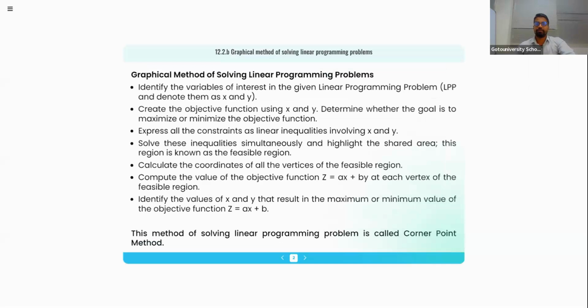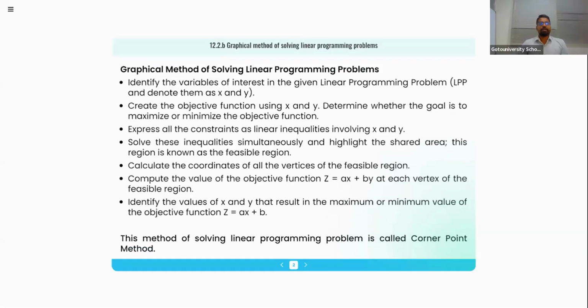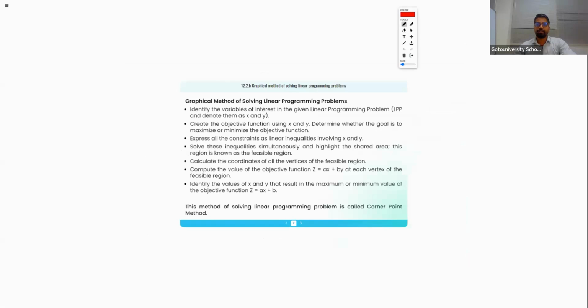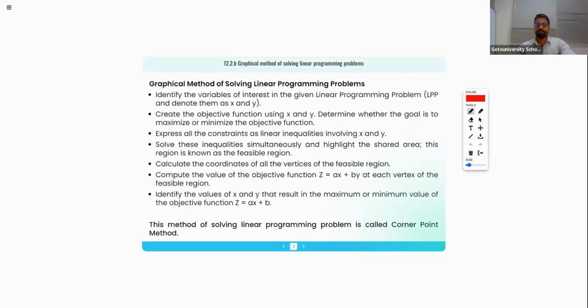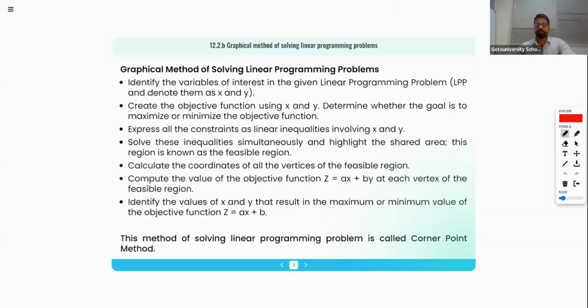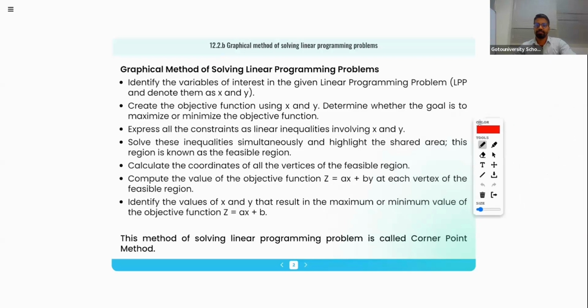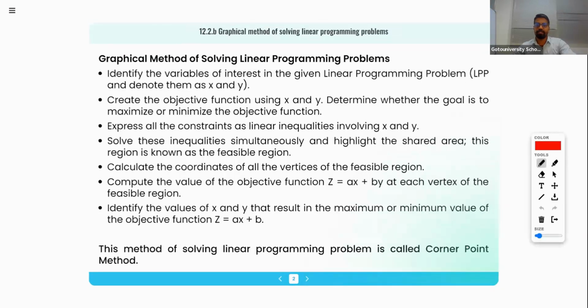So here we have this graphical method of solving a linear problem. These are the pointers we need to keep in mind while solving linear programming problems with the graphs. Okay, so identify the variables of interest in the given linear programming problem. That's the first thing. Create an objective function using x and y.